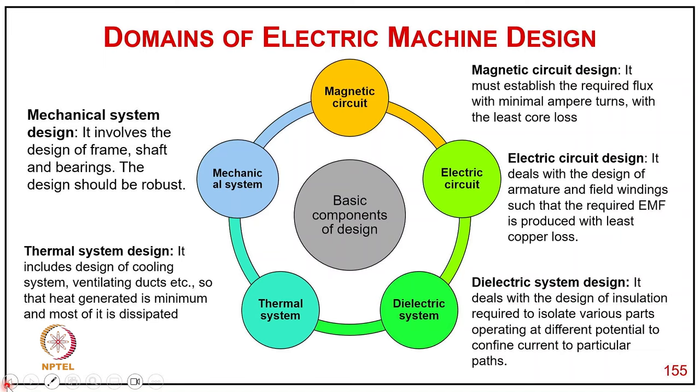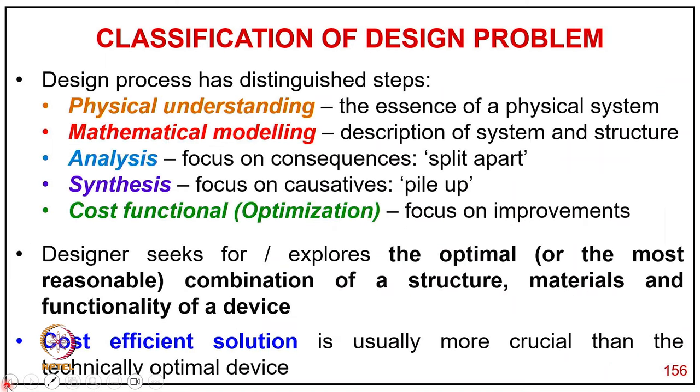And we have electric circuit design, that is winding design. It deals with the design of armature and field winding, such that the required EMF is produced with the least copper loss. And of course, we have magnetic circuit design. It must establish the required flux with the minimum ampere turns, or excitation, and the least core losses. So these are the different basic components of these machines, typically around five parts.